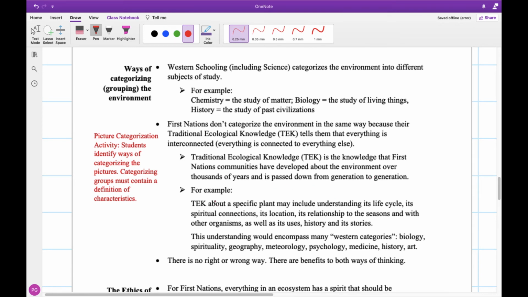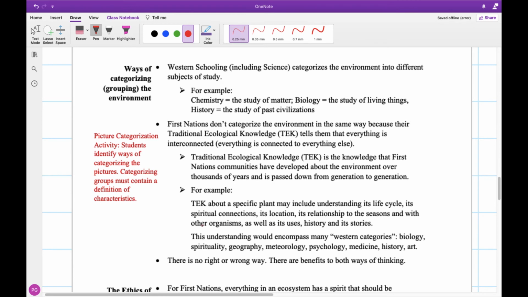And this traditional ecological knowledge can be about specific plants and how they fit into the cycle of life in a certain region, spiritual connections, its relationship with seasons, other organisms, history, stories. And this understanding encompasses many of what Western schooling considers different subjects or study areas: biology, spirituality, geography, meteorology, psychology, medicine, history, art.